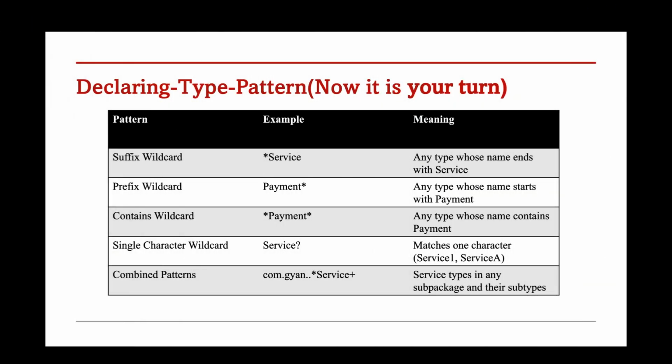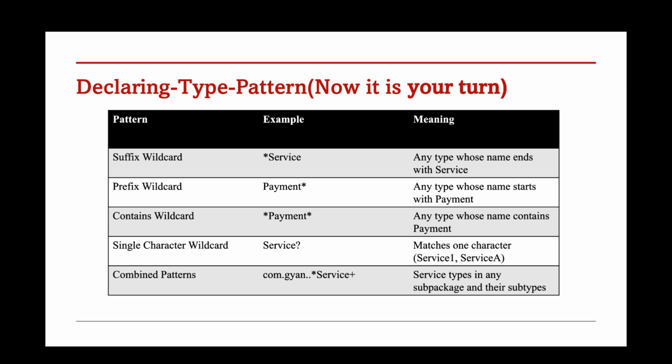Alright, now it is your turn. We covered suffix pattern in depth today. Now, I want you to experiment with the remaining wildcard patterns yourself. Prefix wildcard: target all classes whose name starts with a specific word, for example, all classes starting with Payment. Next, contains wildcard: target classes whose name contains a specific word anywhere in the name.